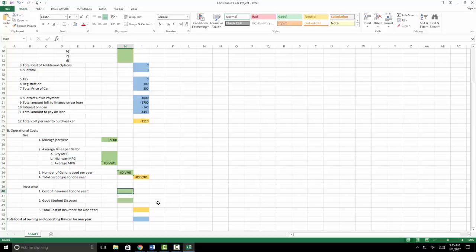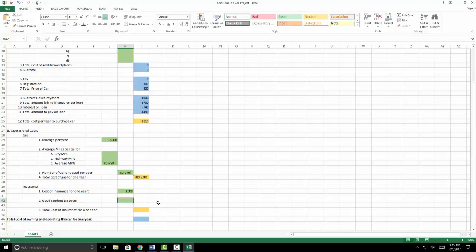Insurance for H40: input $1,800 if you're a male and $1,500 if you're a female. So I'll stick with I'm a male, so I'll put in 1,800. In H42, if you have a higher GPA, believe it or not, you actually do get an insurance reduction.